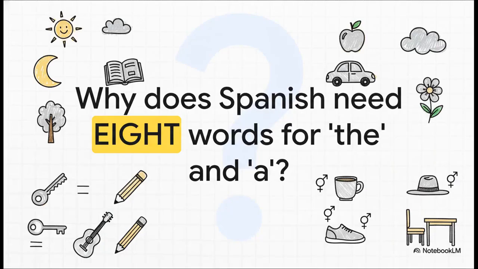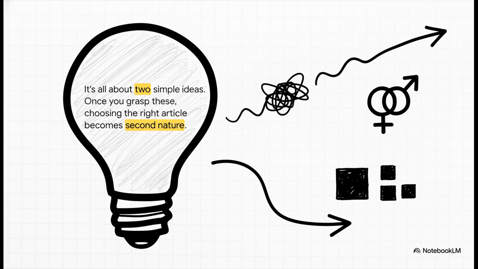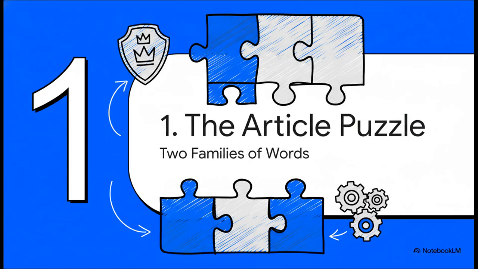So, you might be wondering, why on earth does Spanish need 8 different words for the and a? It's a totally fair question. It seems like a lot, but I promise there's a super simple logic hiding behind it all. The whole thing, all 8 of those words, really just boils down to 2 simple ideas. Once you get these 2 concepts, picking the right word is going to click and it'll feel like second nature. So let's start piecing this puzzle together, shall we?